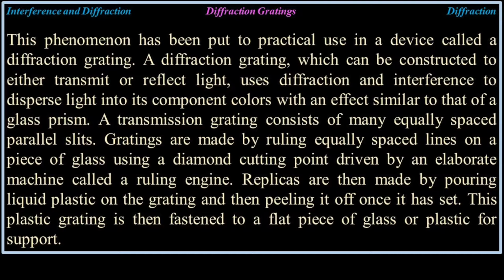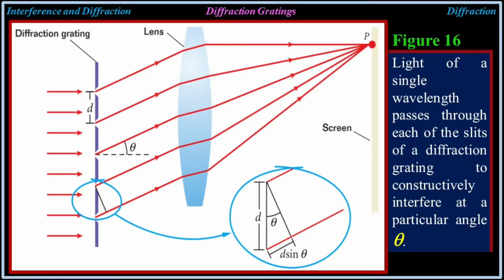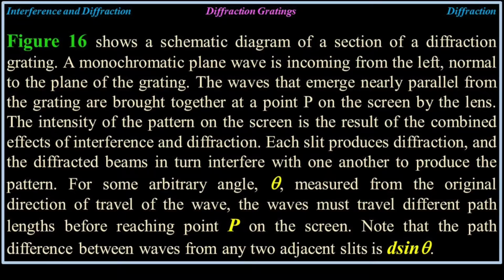Now you want to look back at all of the figures in this section. Things will make sense, especially when we do the next slide, which is also a figure. Figure 16, light of a single wavelength passes through each of the slits of a diffraction grating to constructively interfere at a particular angle theta.